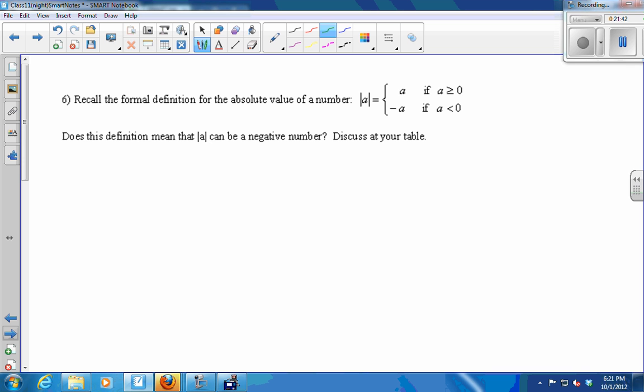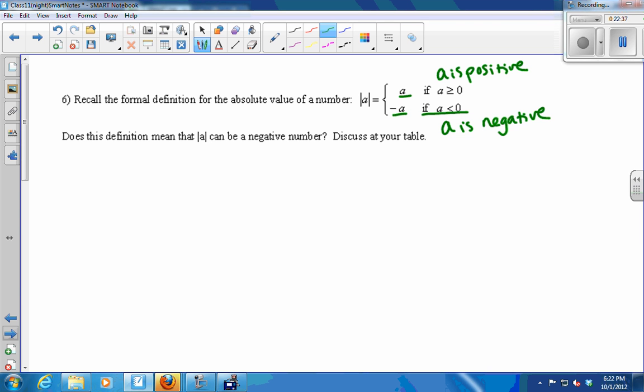So does this formal definition jive with what you know about absolute value? This is saying if A is positive, then you keep the number the same. So if you're taking the absolute value of A, and A is positive, the absolute value of A is A itself. That jives, right? That's what we know. And this part says if A is negative, you take the opposite of it. So if A was negative 5, the absolute value would be the opposite of negative 5, which is 5, right?